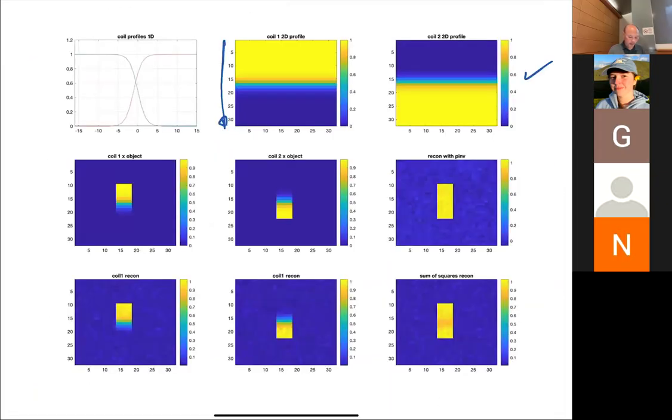Now if you look at this case where the coil profiles don't overlap, the exact solution with the pseudo inverse, the least squares solution, does pretty well, right? But now look at the sum of squares recon. It's really falling apart here. It's not giving you the right image. It turns out that sum of squares recon depends on having coil profiles that don't have such sharp profiles.